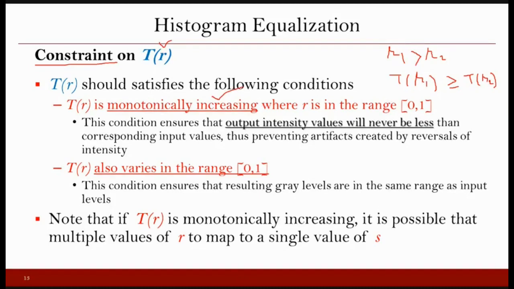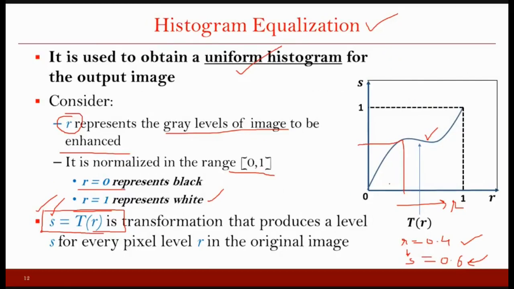And second, this T(R) should also lie in the range 0 to 1. Why is this required? Because your intensities are between 0 and 1. If your input image has intensities between 0 and 1, then your output intensity should also be between 0 and 1. Since we have normalized the intensities of the input image and they all lie between 0 and 1, this T(R) should also lie between 0 and 1. That means the maximum output from this T(R) should be 1. You should not get anything beyond 1 because that doesn't exist.